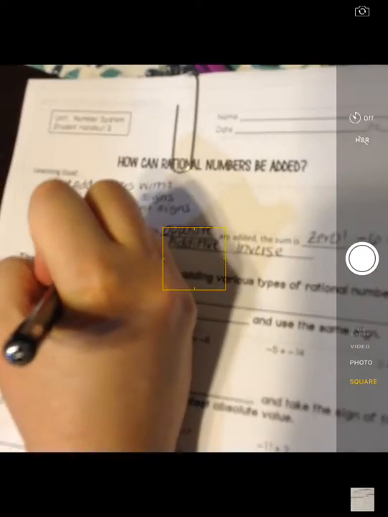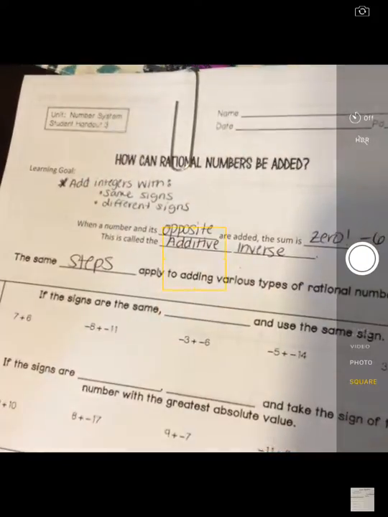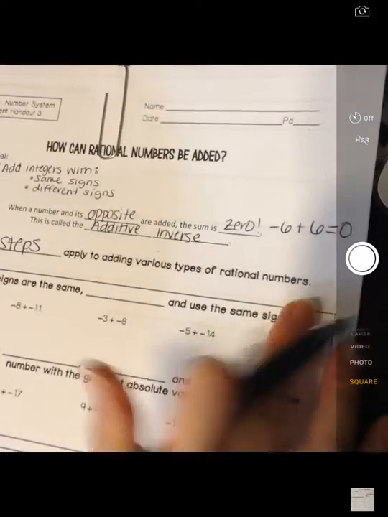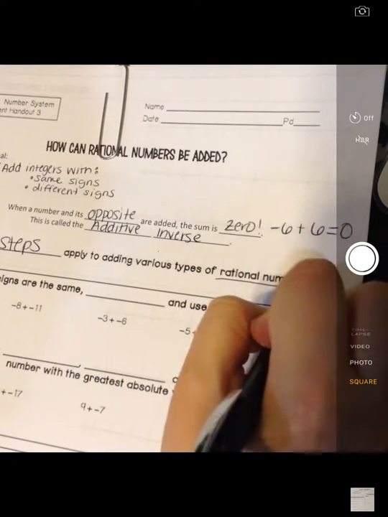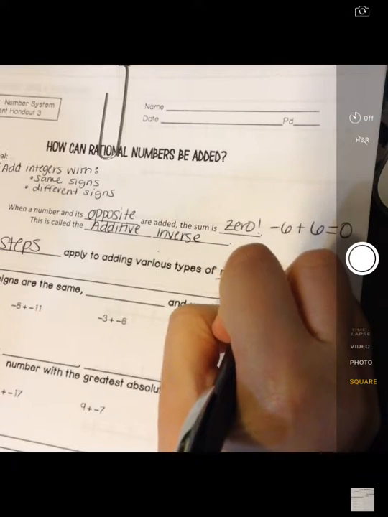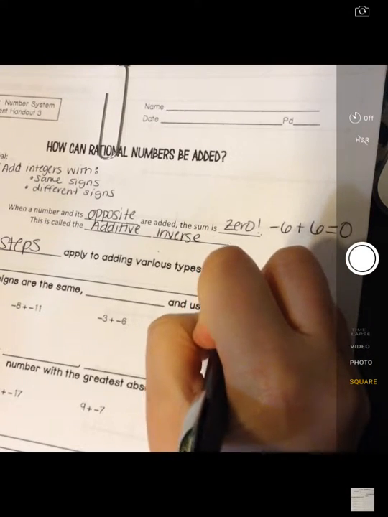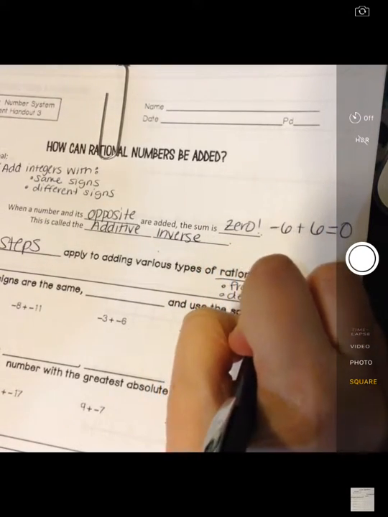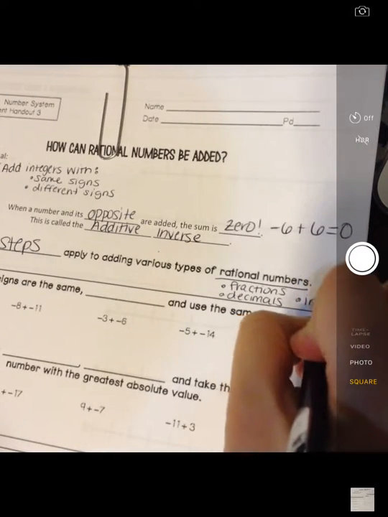The same steps will apply when you're adding various types of rational numbers. Rational numbers are fractions, decimals, and integers.